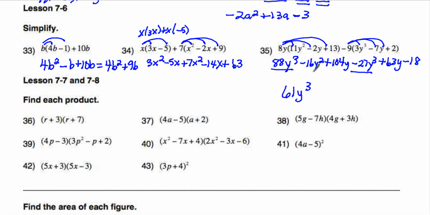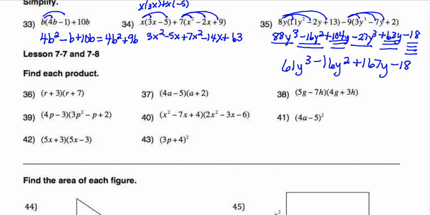And then here are y squareds. I only see a y squared right here, so it's just minus 16y squared. Put 2 lines under that. Then our y, so 1, 2, 3 lines. So 104 plus 63 is 167. And then minus 18, because that's the only one that's there.